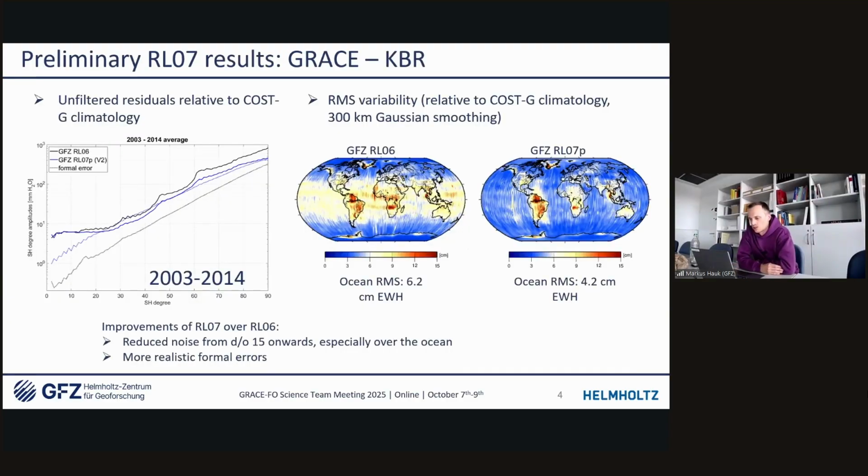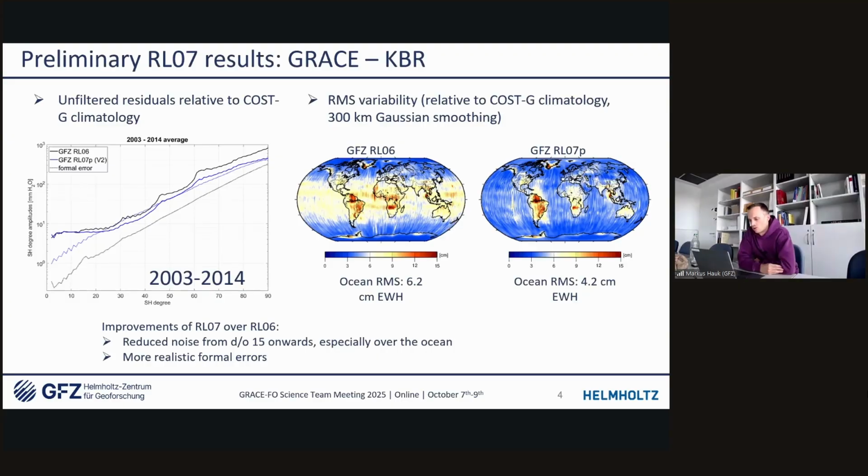Here we can see the main results for the time period of GRACE 2003 until 2014. On the left, we can see degree amplitudes in terms of unfiltered residuals relative to a COST-G climatology. In black, Release 6, in blue, Release 7P. And on the right, RMS variability relative, again, to COST-G climatology with Gaussian smoothing applied.